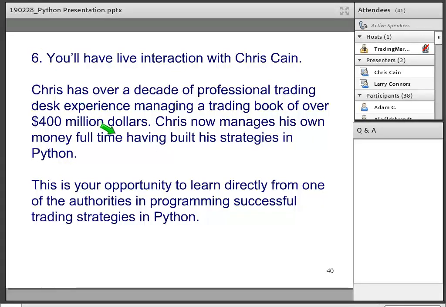Number 6, you're going to have live interaction with Chris Kane, and this is important. Chris has over a decade of professional trading desk experience. He managed a trading book of over $400 million. Chris now manages his own money full-time, and he built his strategies in Python. This is your opportunity to learn directly from one of the authorities on programming successful trading strategies in Python.